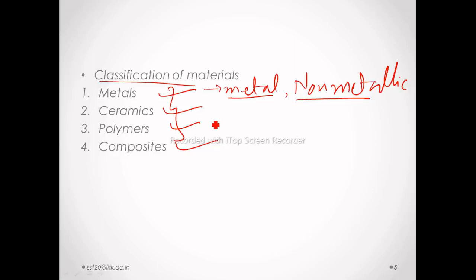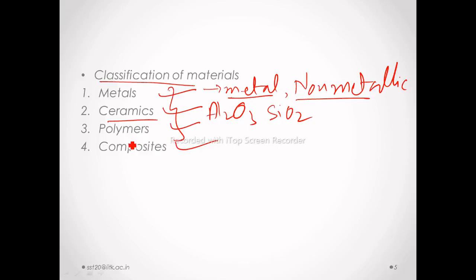Let's come to ceramics. Ceramics are compounds between metallic and non-metallic elements. They are almost frequently oxides, nitrides, and carbides. The most common examples of ceramics are Al2O3, that is aluminum oxide, silicon oxide, etc.